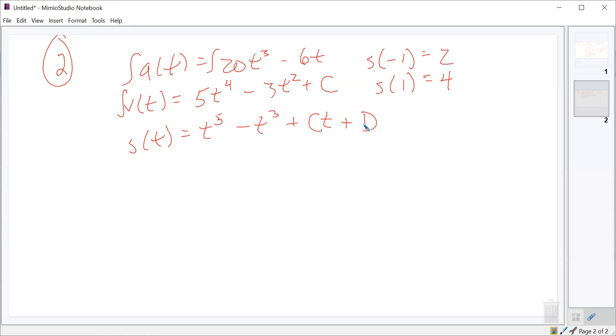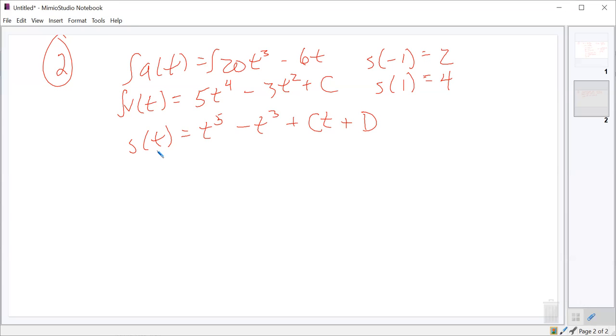Yeah. And so now we're given 2 different positions at 2 different times. So we should be able to plug negative 1 in for t and 2 in for s of t, and then 1 in for t and 4 in for s of t, and have a system of equations with 2 unknowns.